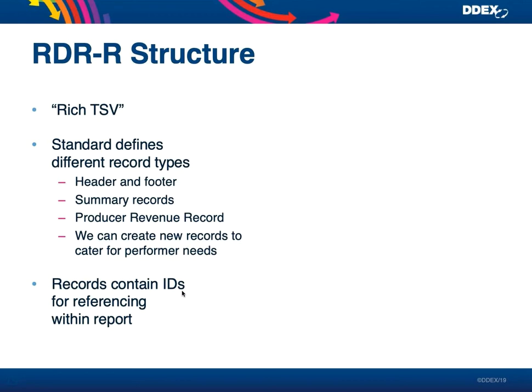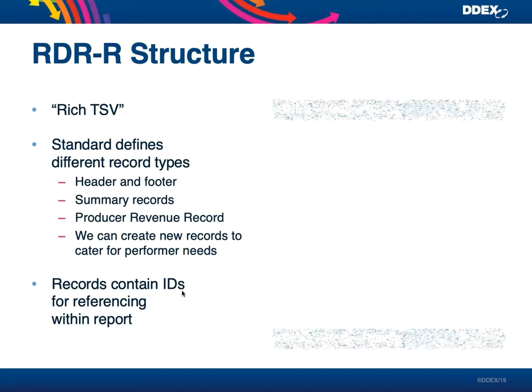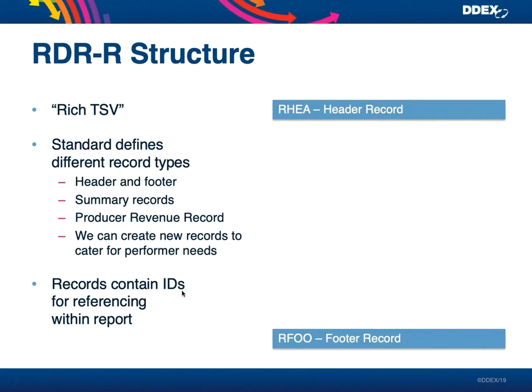The standard then defines different record types. There are headers and footers that basically tell you who sends the message to whom and how many records are there, to make sure that the recipient actually has received everything that they need to receive, as a checksum, basically.